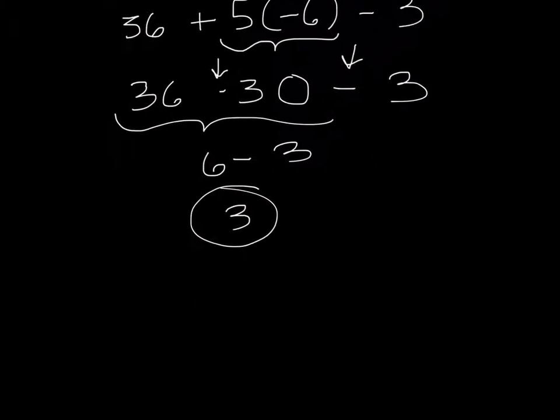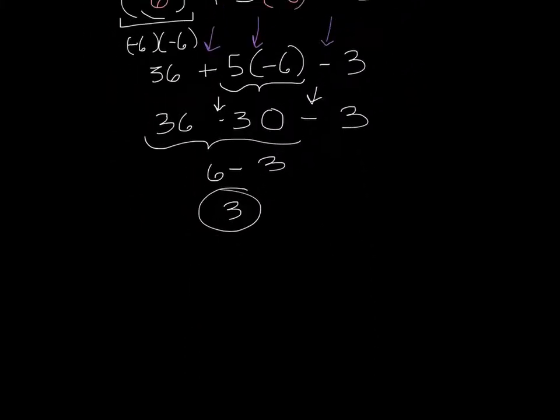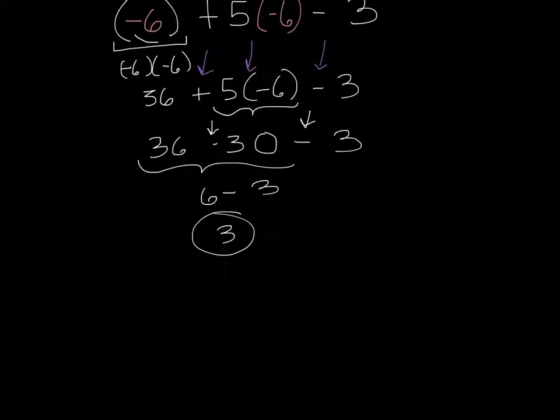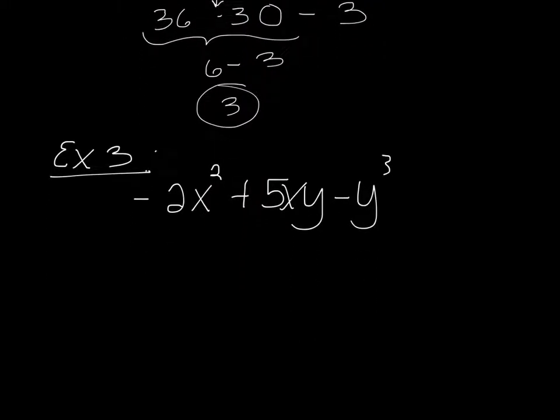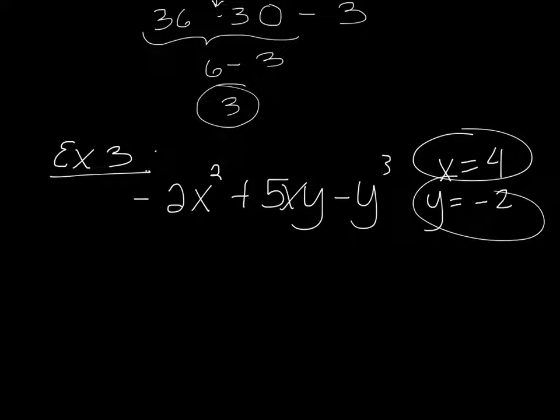Okay, so the next example. I'm just noticing that I don't think they have division in example 3, which is okay. It's still a good example because it has two variables. So we have negative 2x squared plus 5xy minus y cubed. This is our algebraic expression, and they want us to substitute 4 for x and negative 2 for y. So here are our values.